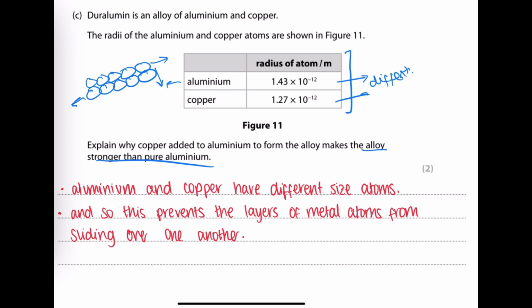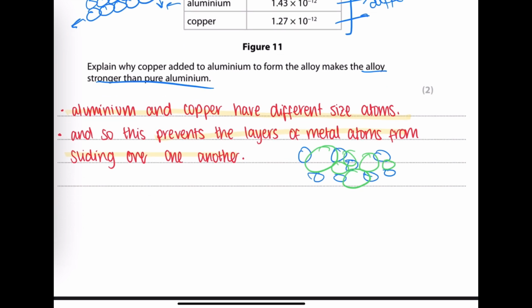Because aluminium and copper have different size atoms, this prevents the layers of the metal atoms from sliding over one another. So it ends up looking something like this. If this is the aluminium and we have this over here, we can see that it's less likely to slide over each other and it's more fixed in position, and that's why it's so much stronger.